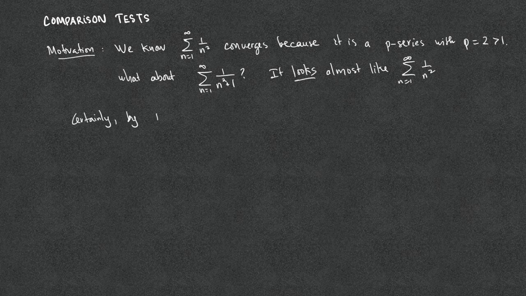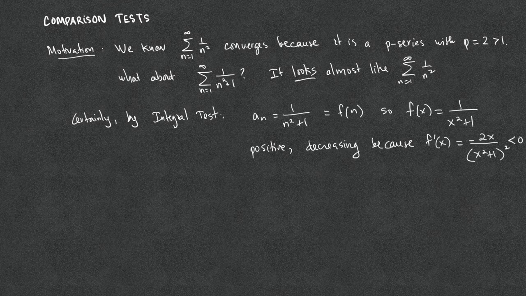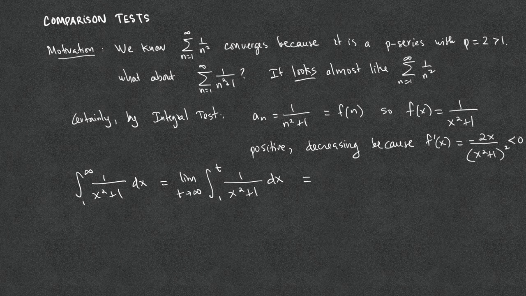Certainly, we can use the integral test to check the convergence of this series. The a sub n term is 1 over n squared plus 1, so the function f of x is 1 over x squared plus 1. The derivative is negative, so this series is positive decreasing. We evaluate the improper integral, taking the limit as t goes to infinity.